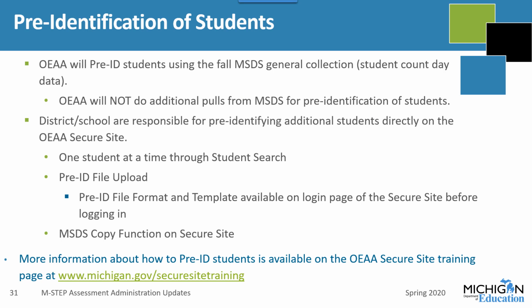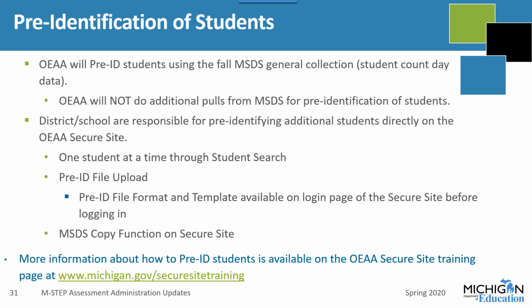The OEAA pre-ID'd students based on your fall MSDS General Collection, Student Count Day, on January 8. There are no additional polls for pre-ID that are done by MDE after that date, which means that any enrollment changes after your fall student count date need to be inputted by you into the OEAA Secure Site.